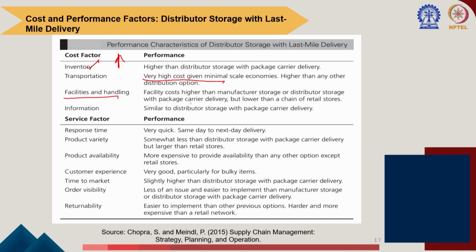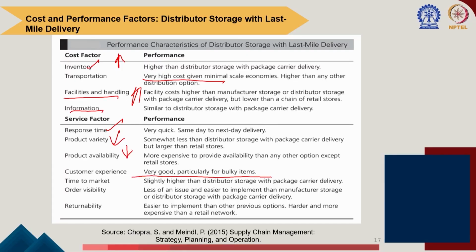Facility and handling cost will be higher, because you are consolidating the orders in your local facility hub and then processing them. A strong information network is not required, but yes, because now many players are there, you need to set up that information channel to transparently process the information. Response time is very quick, because locally you are maintaining the inventory. Product variety will be lesser than the first, second, third option, because you are storing at different locations. Somewhere the product may be available, sometimes it may not be available.